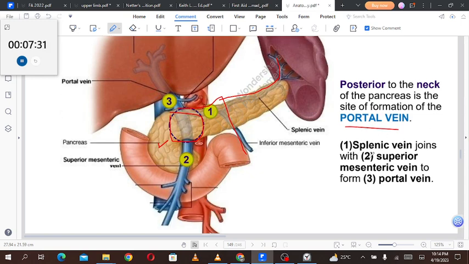Splenic vein joins with superior mesenteric vein, I'm sorry, I guess it is inferior mesenteric vein. No. It is splenic vein which joins with the inferior mesenteric vein, and both of them join with the superior mesenteric vein to form this portal vein. So these three veins are basically joining together behind the neck of pancreas.